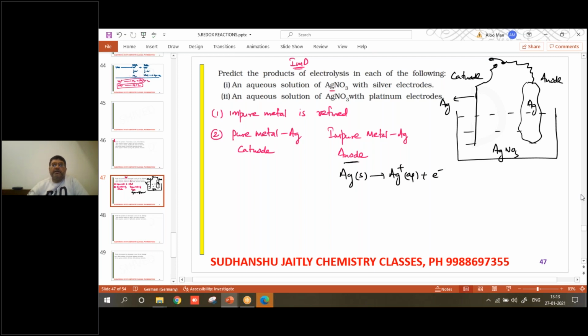Anode पे silver is oxidized. Cathode पे the silver is reduced. So what will happen? The impurity will fall here in the form of anode mud. ध्यान से देखो, actually what is happening? Silver is being oxidized, silver is being reduced.